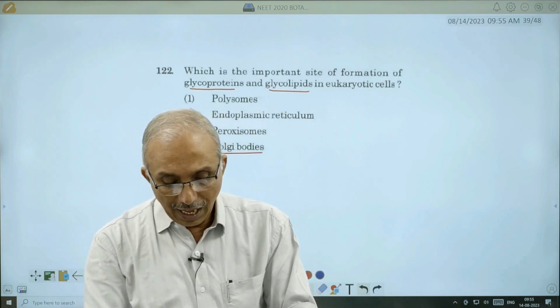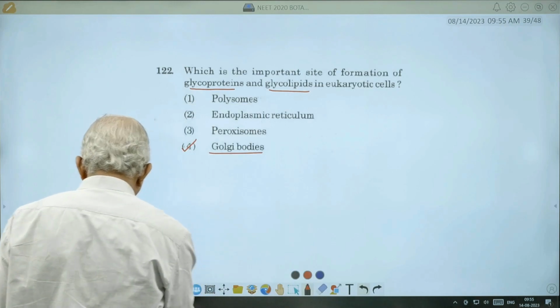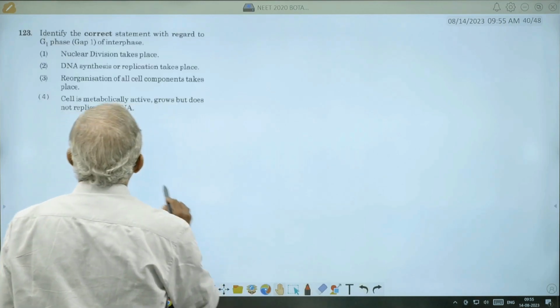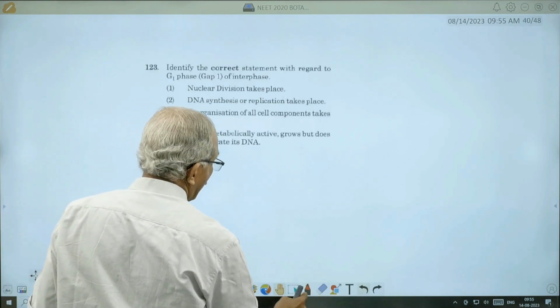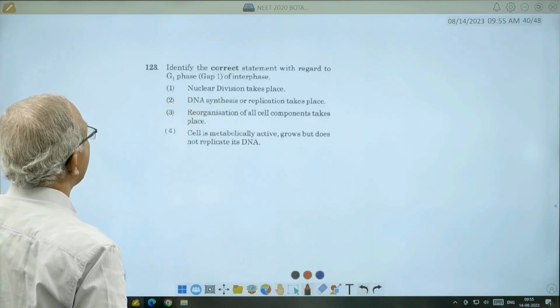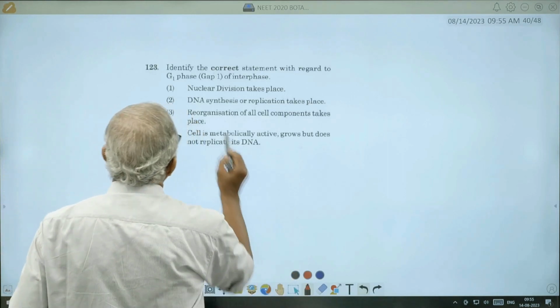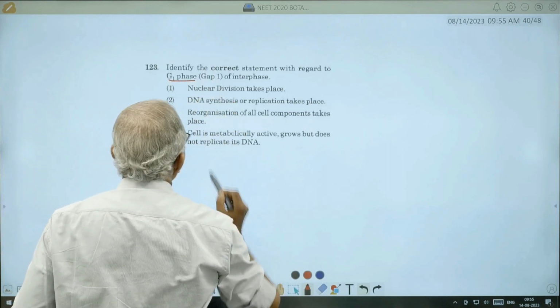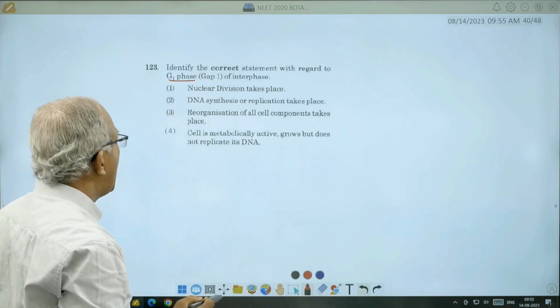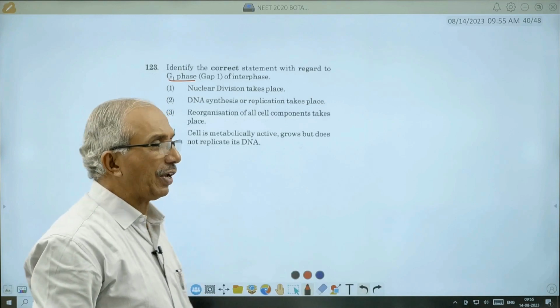So that is the answer. Next is: identify the correct statement with regard to G1 phase.